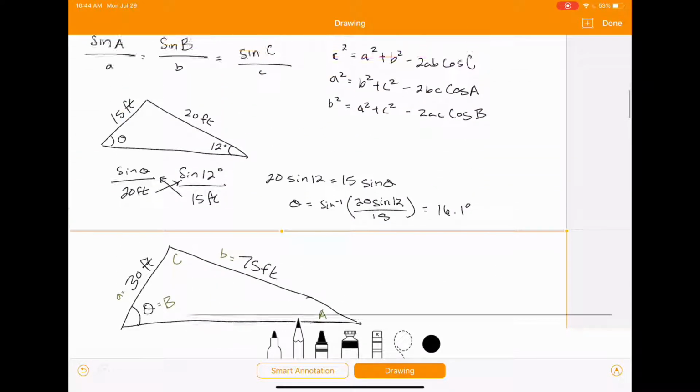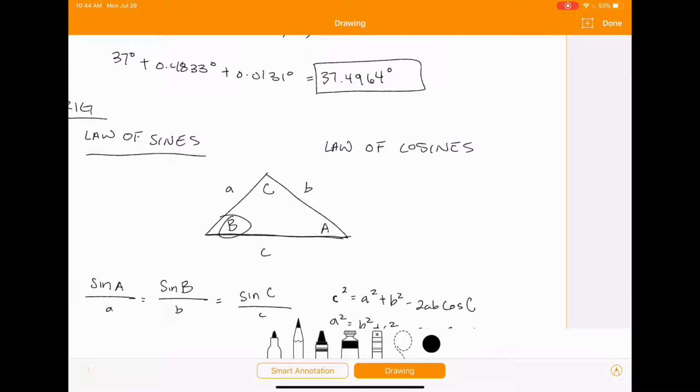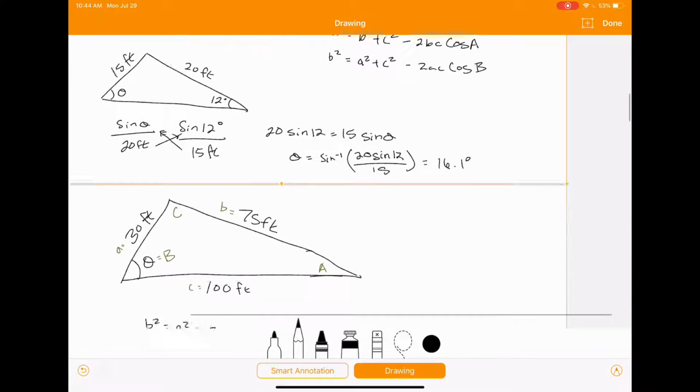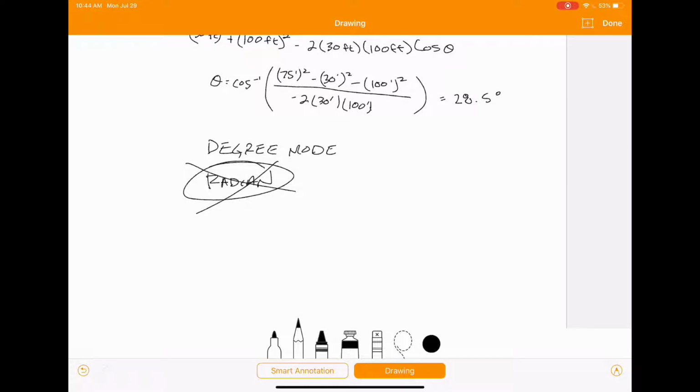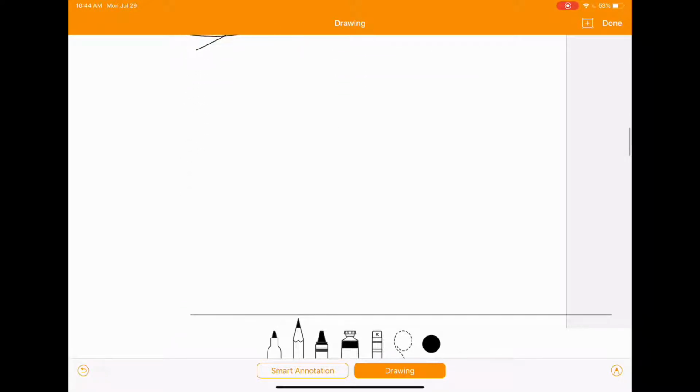All right, so that's just a quick review on the law of sines and law of cosines, and that's going to help you out in your surveying class as well. Another thing that you want to review is just your basic trig properties.